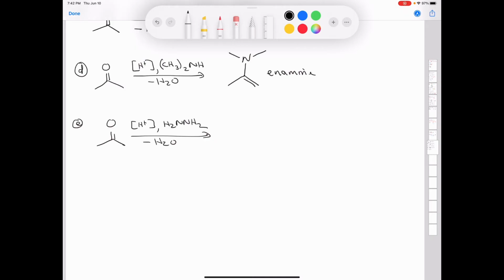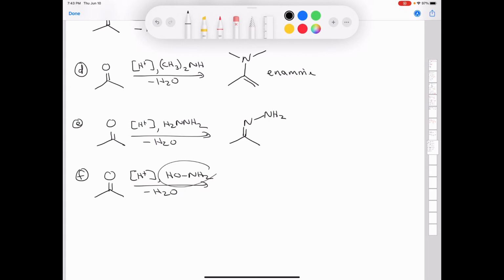In E, we're treating it with hydrazine. That's the name of this compound here. It's called hydrazine, and we produce a hydrazone. So now we have a double bond to our nitrogen from the hydrazine, and we have our NH2 over here. Next, in F, we're treating it with a catalytic amount of acid and hydroxylamine, and we produce an oxime. So this is an oxime. There we go. So that's a new functional group.